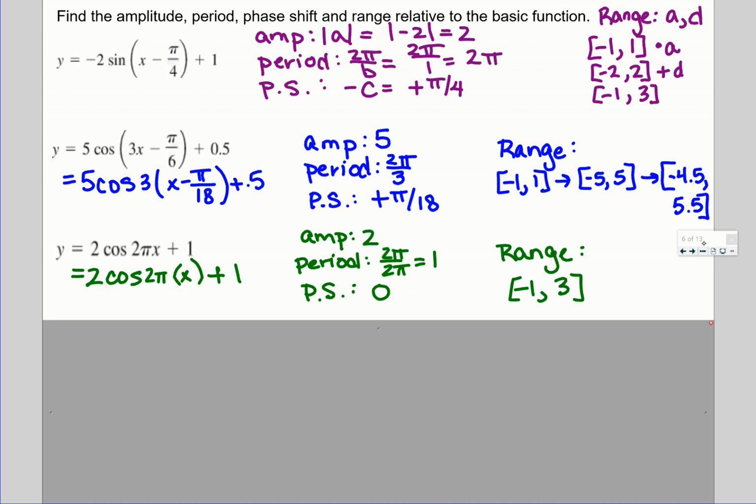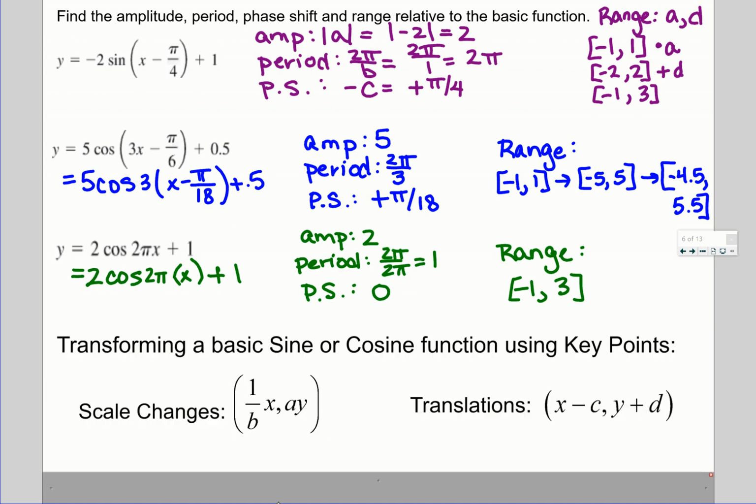Okay, so what we're going to do now to get the full-on graph is we're going to do scale changes. Scale changes represent our stretches, our shrinks, and our reflections. And that's what the A and the B value in our equations do. And then we're going to do translations, which are our shifts: left, right, up, down. That's what our C and our D values do. Now, some of this should look familiar from last semester.